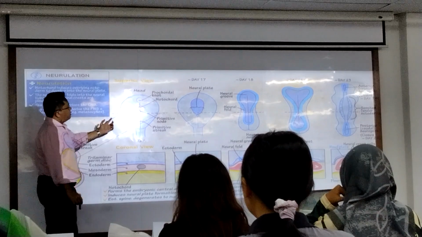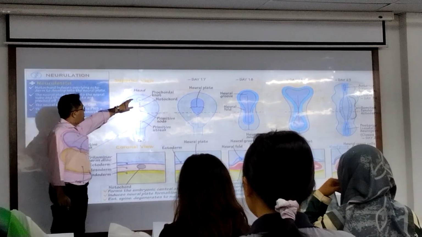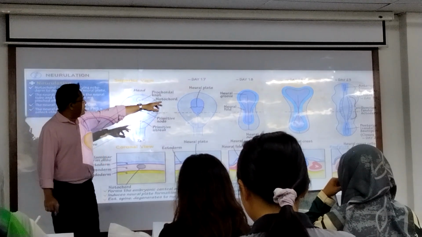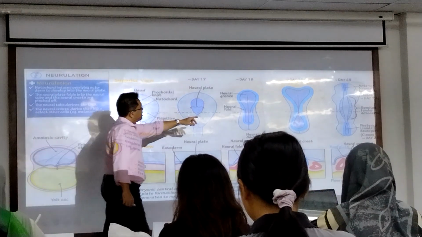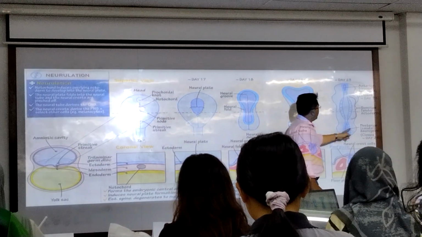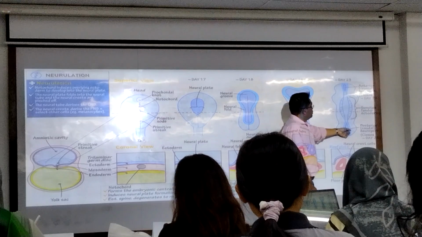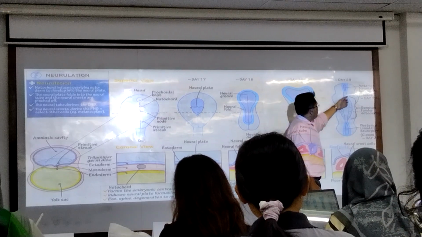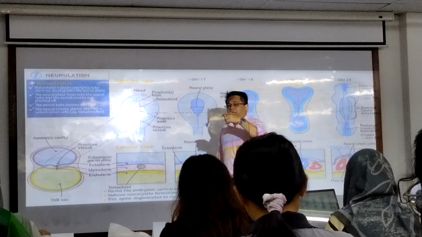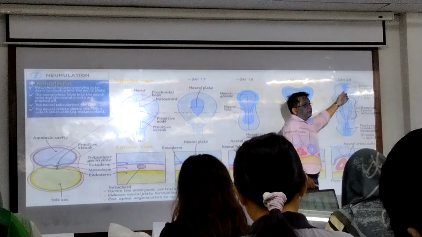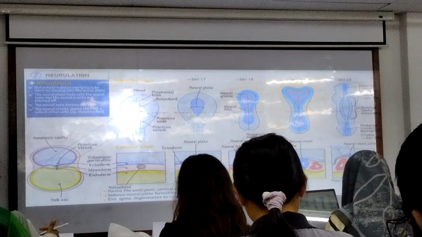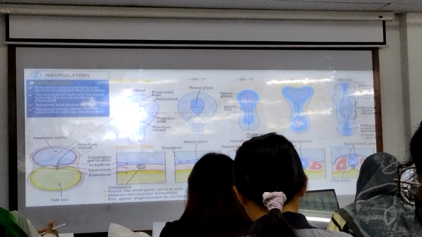If you look here, this part is the head and this one is the tail. At the end of day 23, you start to have some sort of opening somewhere here and then an opening somewhere over here, with a little bit of delay. All the process started somewhere at the neck region, and this part is not completely closed yet. Later on something will happen to these structures.